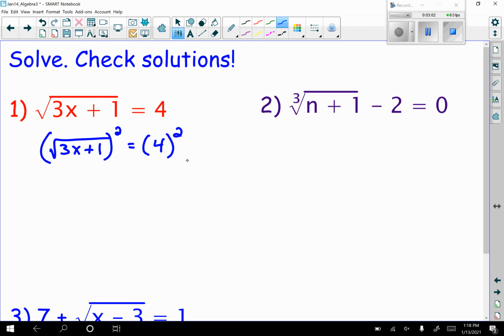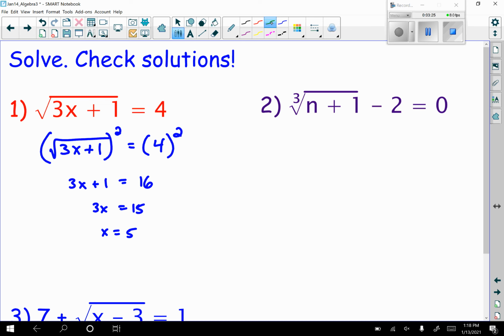And no matter what I square, I always like to put it in parentheses, because if it's a binomial, it's going to make a big difference. So what we're going to have left on the left side, the square root and square are inverses, so they cancel each other out. We just have 3x plus 1 is going to equal 16. And then we continue to solve for x. Subtract 1, so 3x equals 15. And then x is going to equal 5.